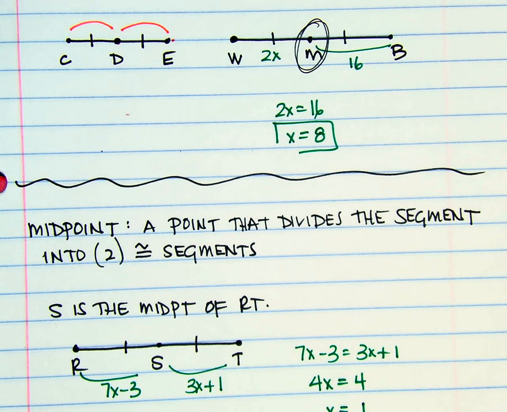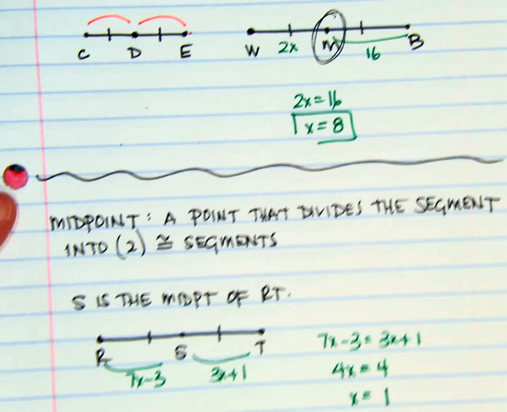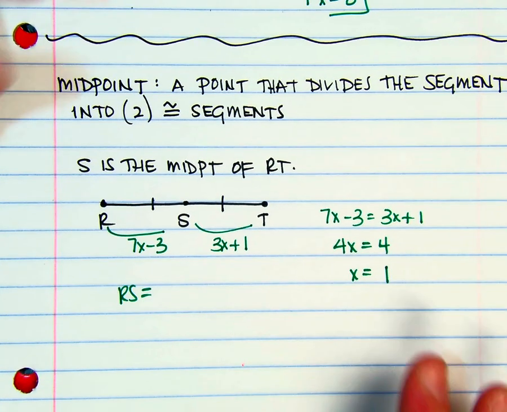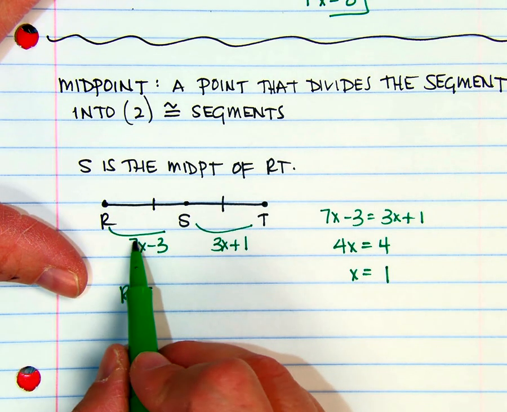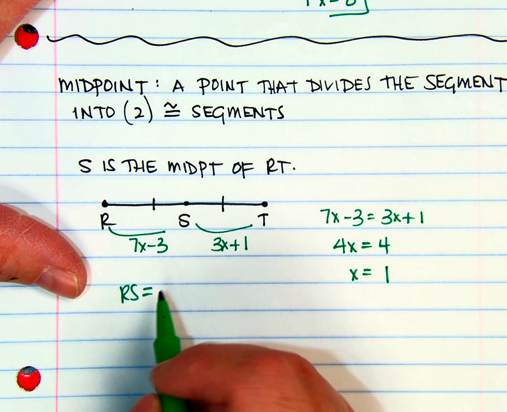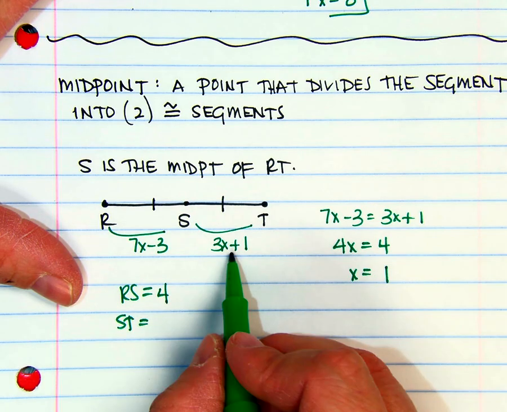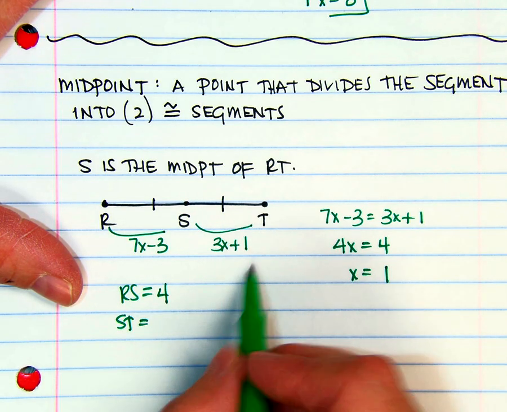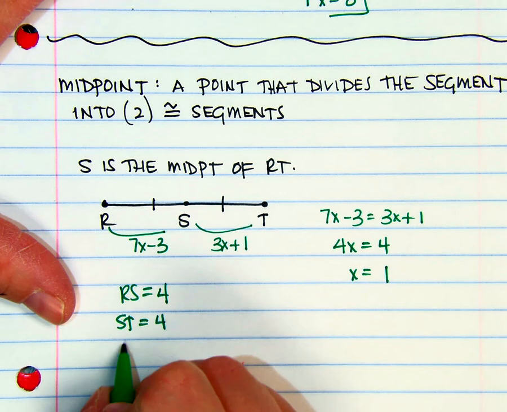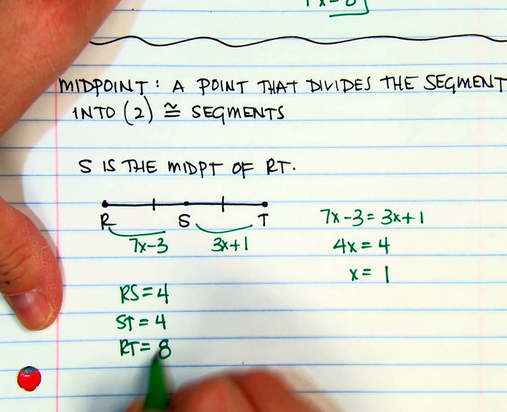So depending on what I was looking for, I would plug in the 1 for RS, so 7 times 1 is 7, minus 3 is 4. For ST, if I plug in a 1, that gives me 3 times 1, which is 3, plus 1, and that gives me 4. And the entire segment length would be 8.